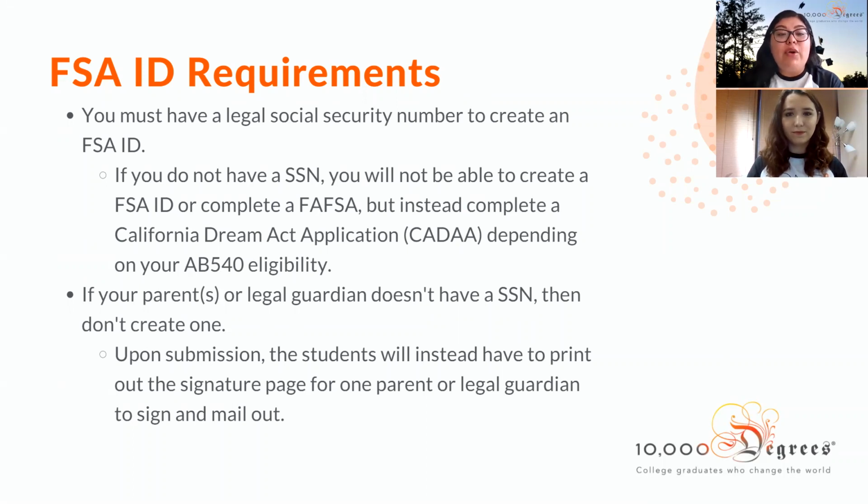If you are the parent or the legal guardian of a student that doesn't have a legal social security number, then don't create one. Upon submission, the student will have the option to instead print out the signature page for the parent or legal guardian to sign. And then once you sign it, you will be able to mail it out, and that will count as your signature for the submission of the FAFSA application.